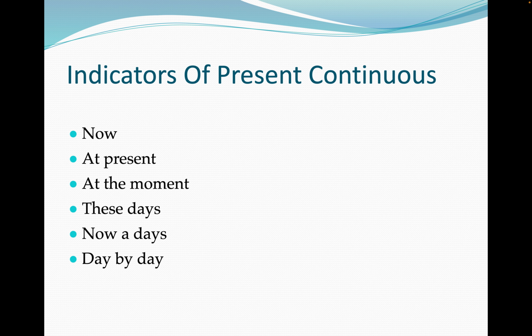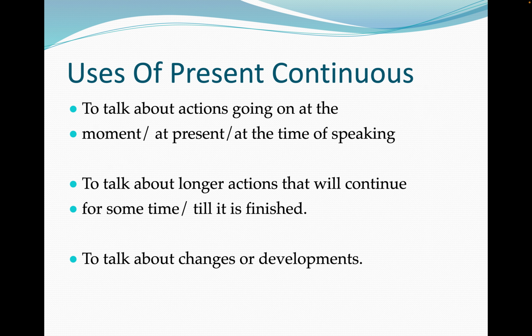For example, let me take one example. I'm explaining about present continuous tense now. So now is the indicator. At present, most of the people are using online shopping. So at present is the indicator. Like that, all these are the indicators for using continuous tense.